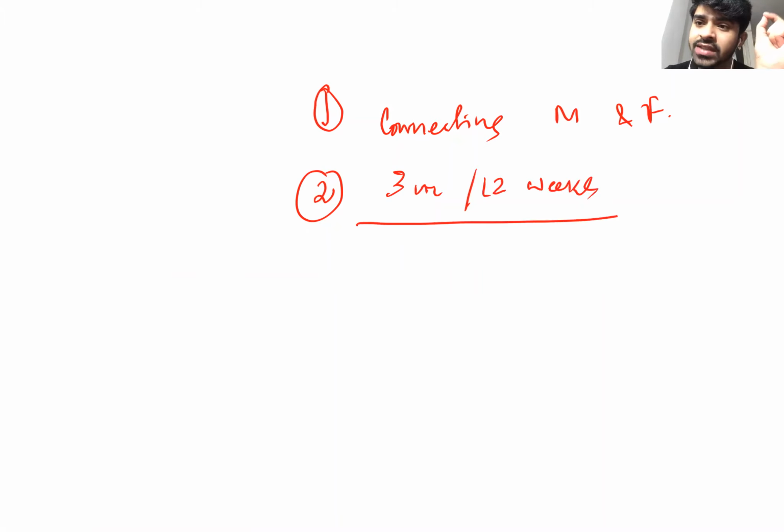Okay, I am just summarizing all the MCQ points till now. So 3 months or 12 weeks are taken to form a complete placenta. Now the third question is that suppose this is the placenta.